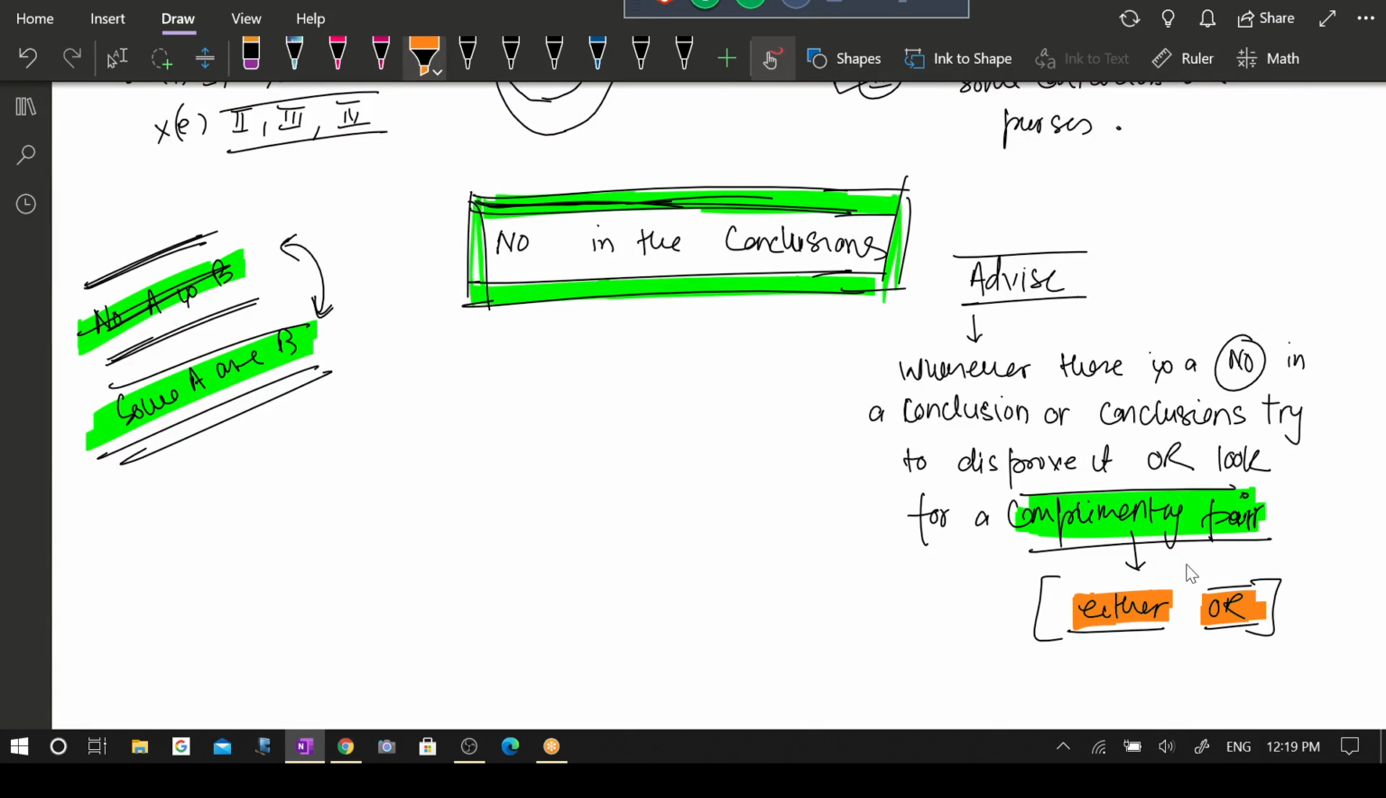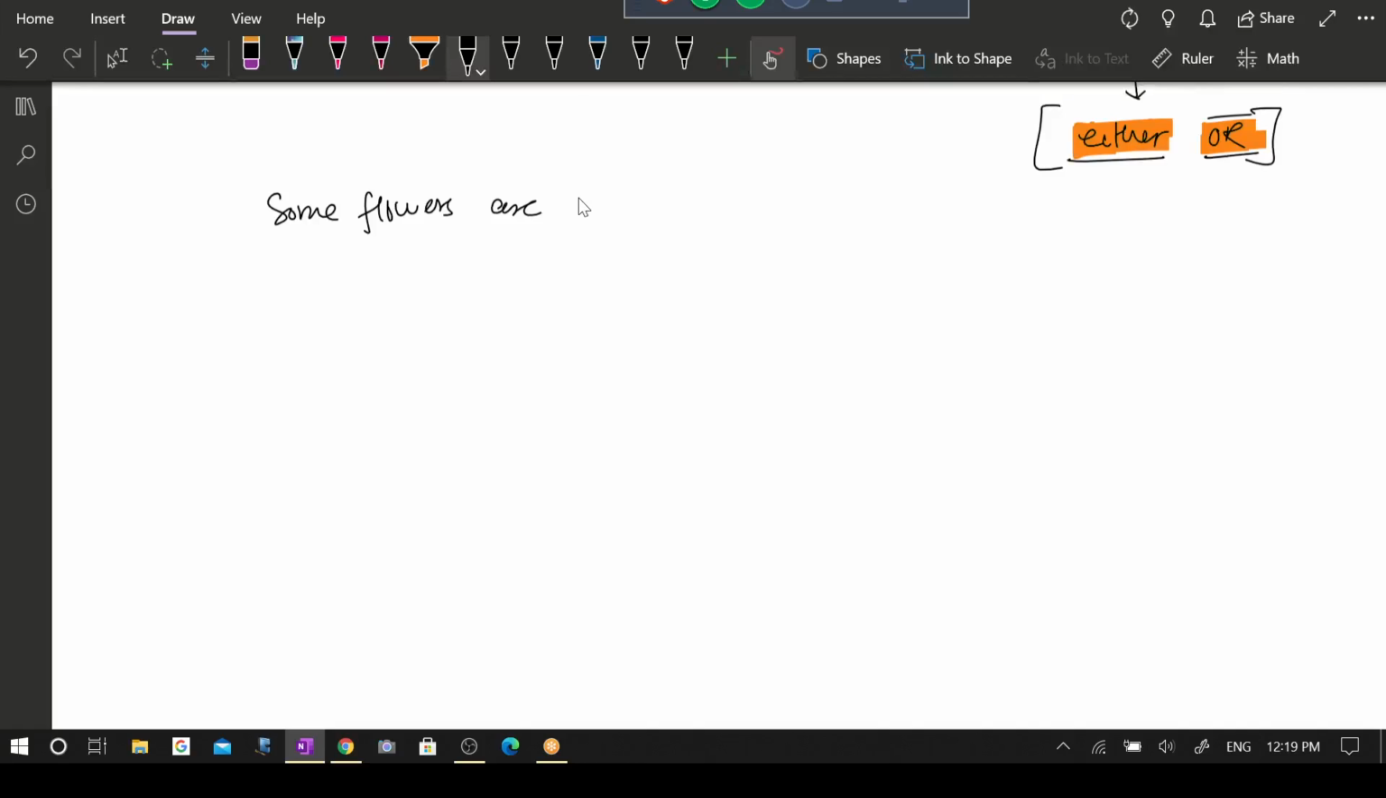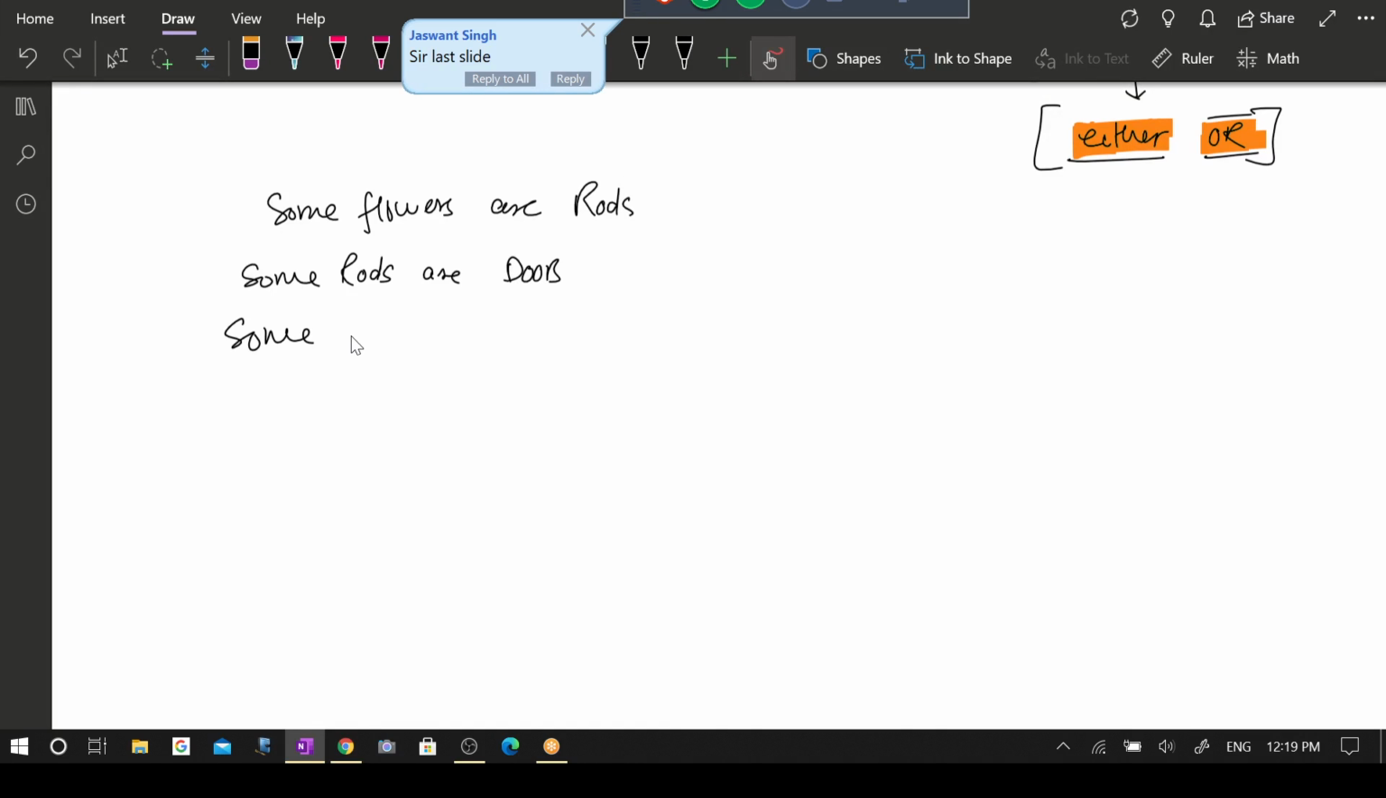Generally I think you doubt yourself when you do it too easily, isn't it? So let's do again, let's do a question on statements and conclusions. So let's see. Some flowers are rods, some rods are doors. Okay, just wait one. Some doors are houses.